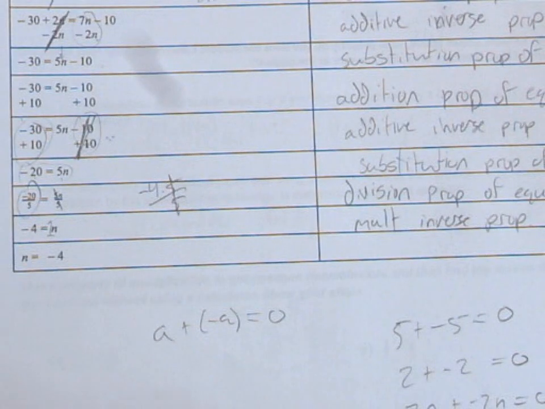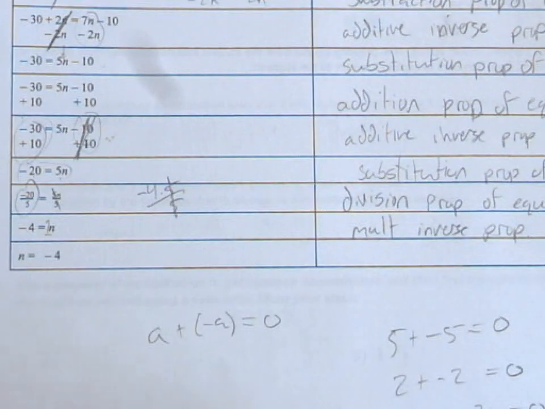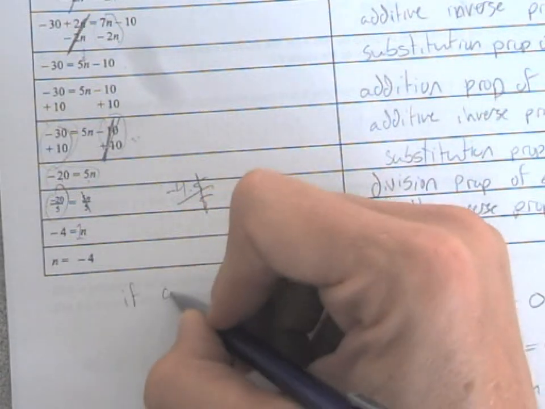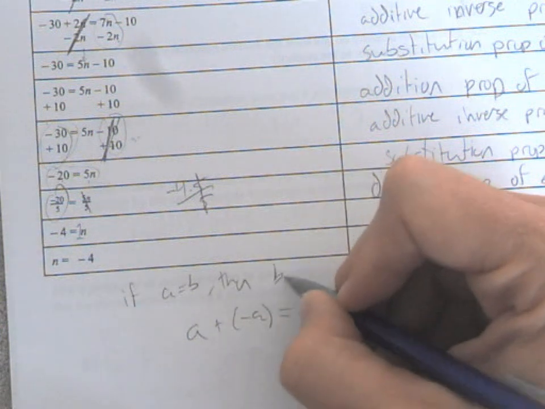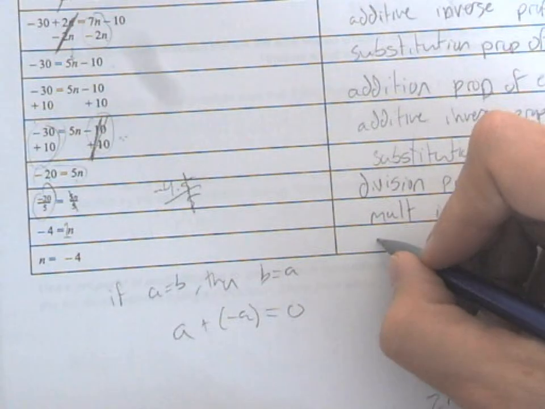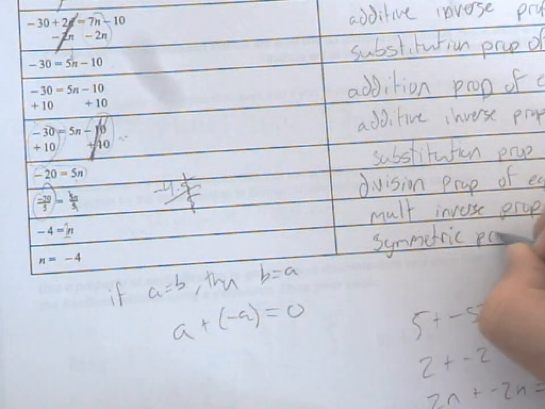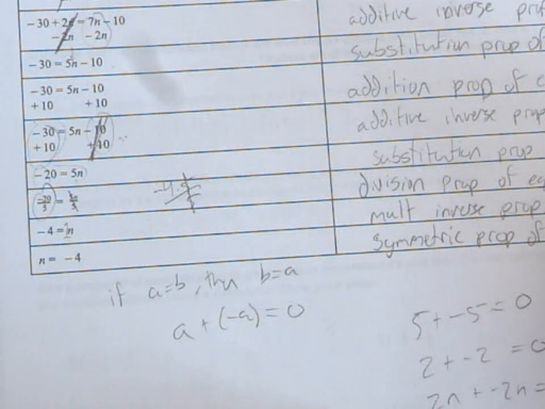Okay? And then the last thing is, okay, we got -4 equals n, but we want to write it in the other direction. We usually write the variable first, so we just switch it around the other way. Okay, what property allows us to do that? There's a property that says if a equals b, then b equals a, right? That's called the symmetric property. It basically is saying if you have an equation, it doesn't really matter which order you write it in. You can kind of switch the sides around, and it's still the same thing. So this is the symmetric property of equality. Okay? So there's that.